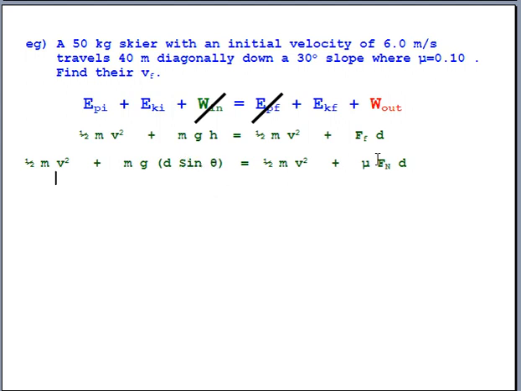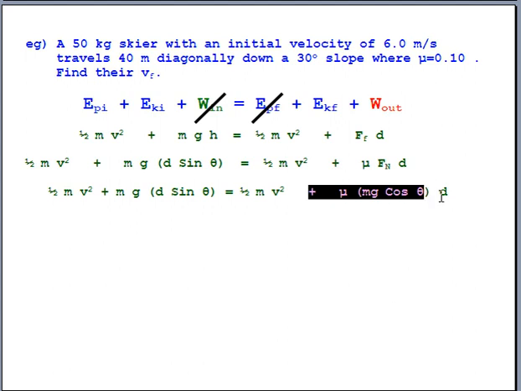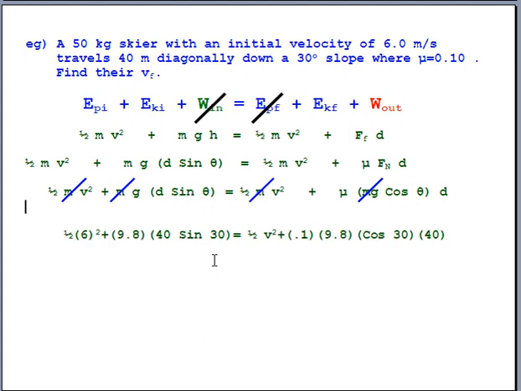change. Okay, going to go mu times Fn, and for a skier on a ramp, the Fn won't equal mg, but it'll actually be mg cos theta. So I've got mu times my Fn, there's my force of friction, and then times the distance. Oh, hey, this is interesting. There's now a mass everywhere, in every single term. So we don't even need to know that they're 50 kilograms. We can actually toss the mass. And then the calculation goes pretty nicely. Big, long equation, but there's only one thing missing, just the speed.